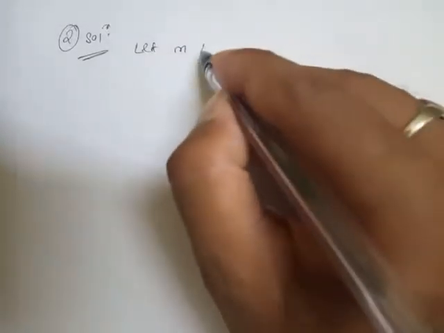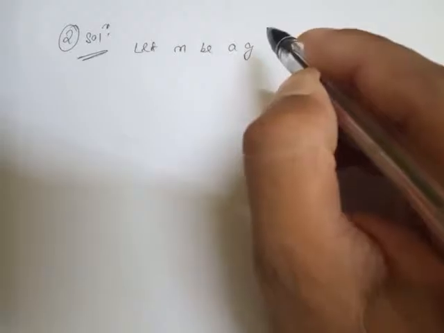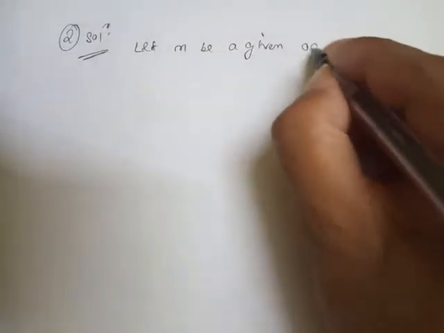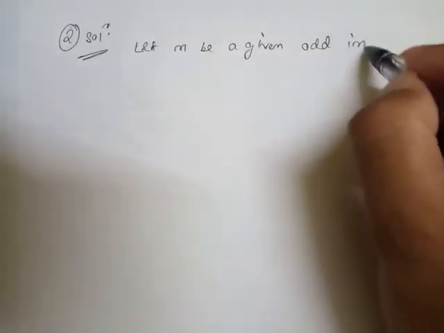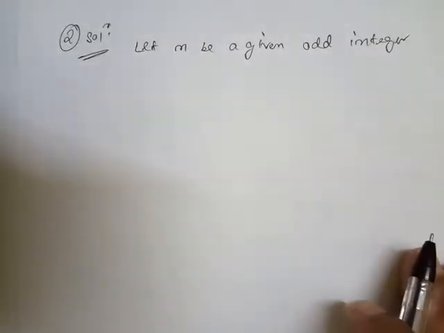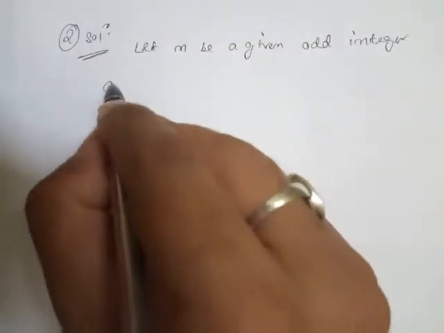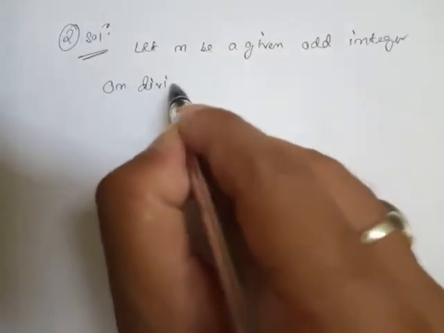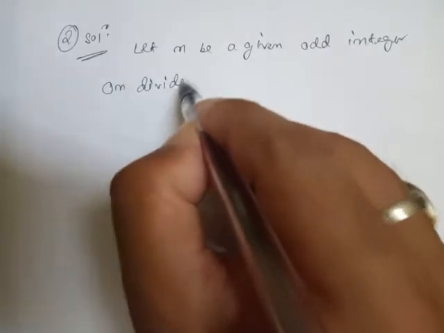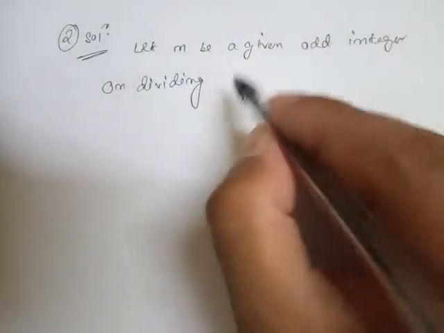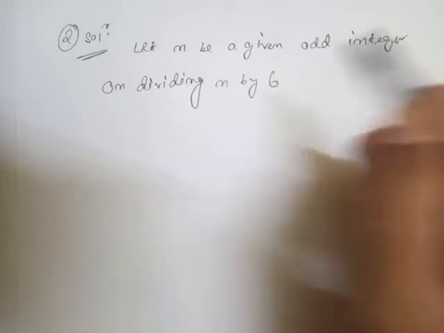Look here how to solve this. First of all, I will write here: let n, small n, be a given odd integer. In the question it is mentioned odd integer. Okay, now next one, on dividing n by 6.